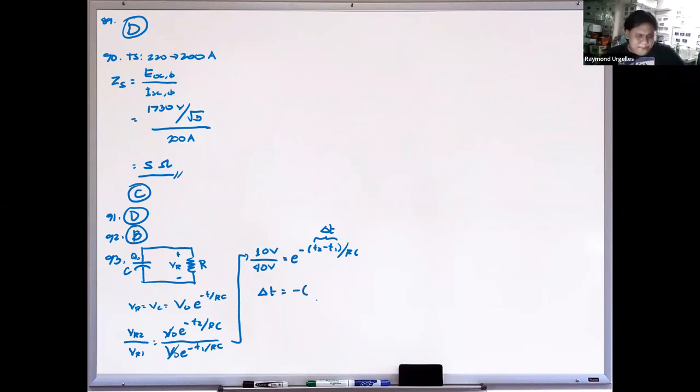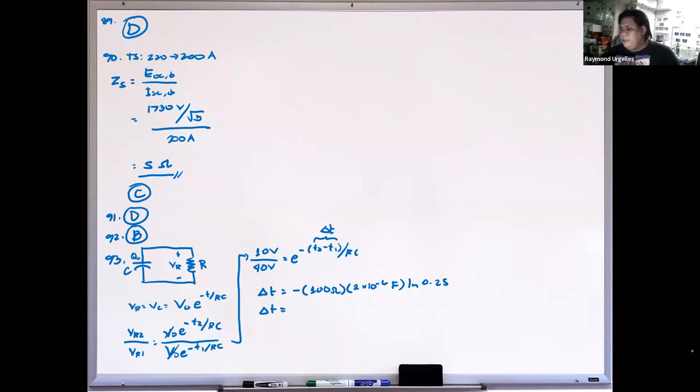So again, what is our R? We are given 100 ohm. For the capacitance, we are given 2 microfarad. Micro means 10 to the negative 6, right? So we have 2 times 10 to the negative 6 farad. Then this is negative RC, times ln of 0.25. This will be our delta T.